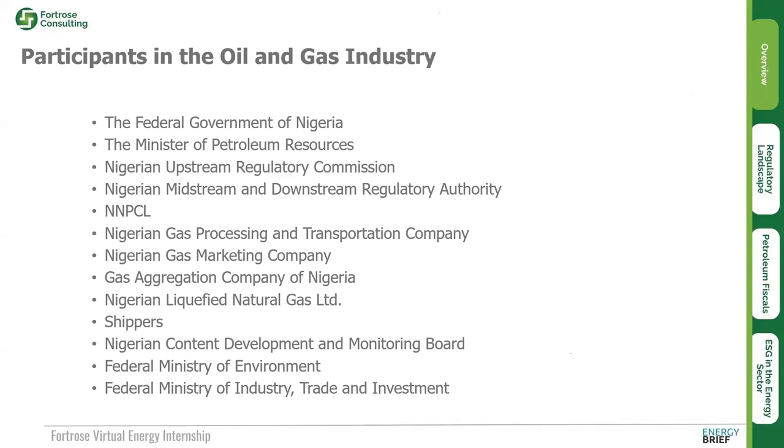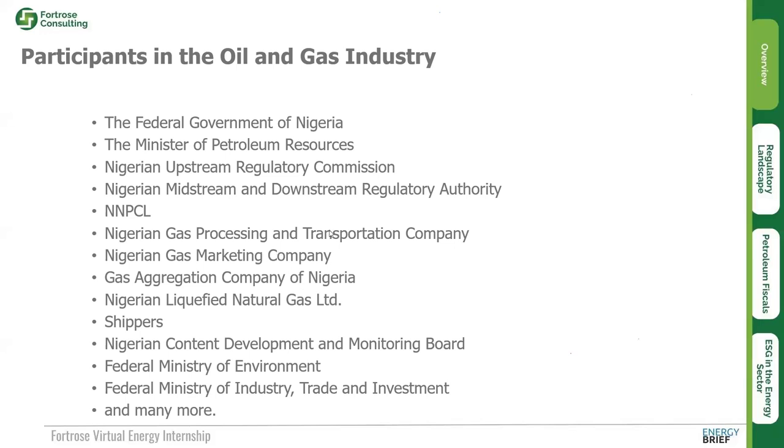Then we have the Federal Ministry of Industry, Trade and Investments, and they issue export grants and permit certificates. When crude oil is being exported and everything, they are involved in these aspects of the oil. We give them a special mention. So we have the key ones you should actually know: the Federal Government, the Minister of Petroleum Resources, NUPRC, NMDPRA, NGPT, Nigerian Gas Marketing Company, the Gas Aggregation Company, NLNG, then the Federal Ministry of Environment.